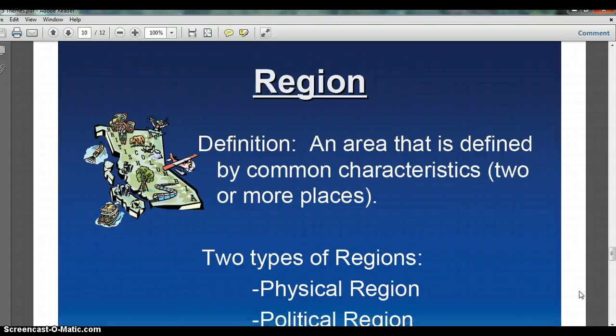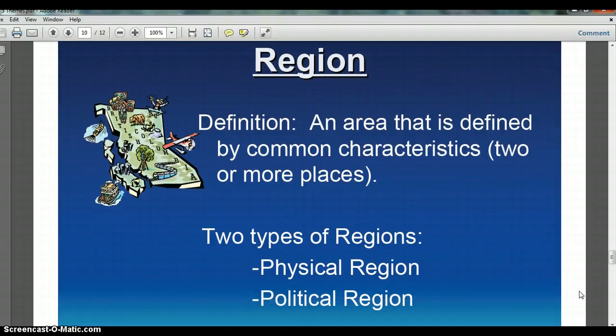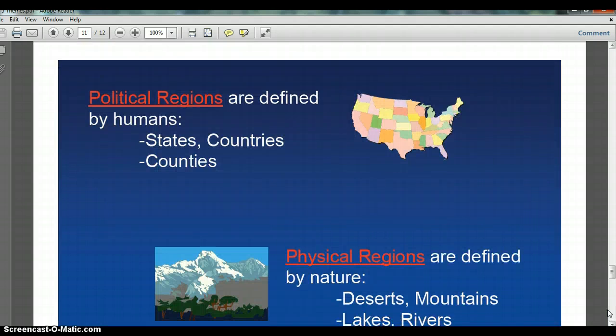Now, region. Region is an area that is defined by common characteristics, and we would include two or more places that we would group together because of common characteristics. So lucky people have more rhesus, rhesus starting with an R, region starting with an R. This is your last and final way to remember the 5 themes of geography. There are 2 types of regions, ways in which we group areas in the world, physical and political.